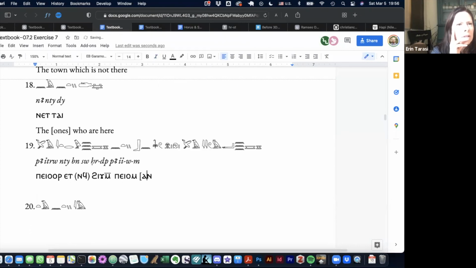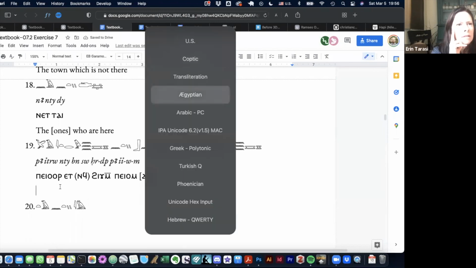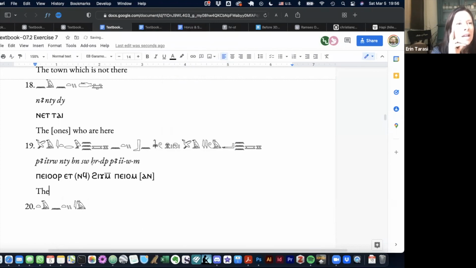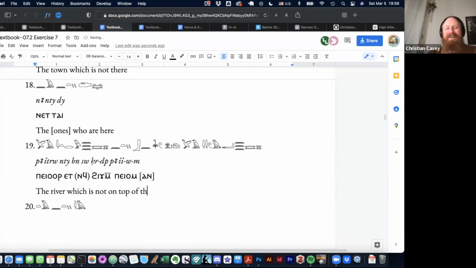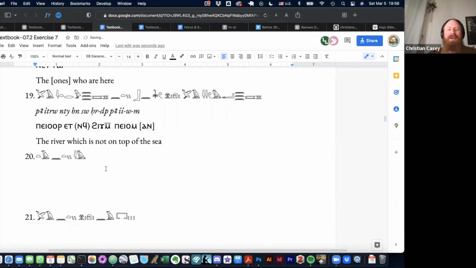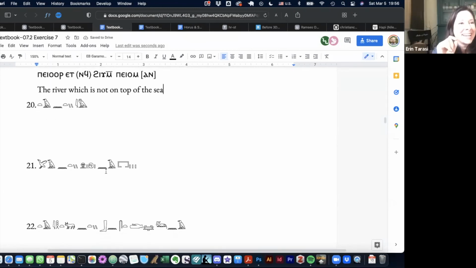The river, which is not, it's a weird one, I love it. The river which is not on top of the sea, like so many rivers. I mean, it doesn't really narrow it down. Right.